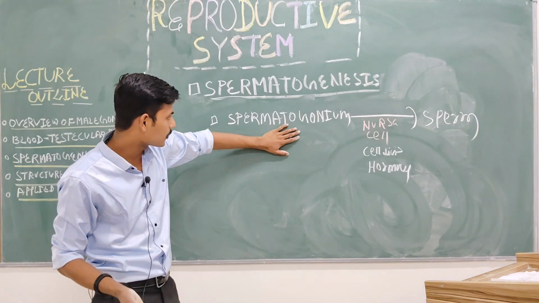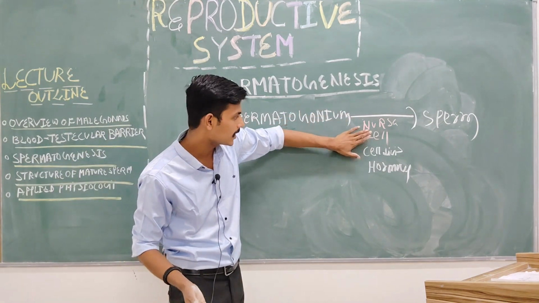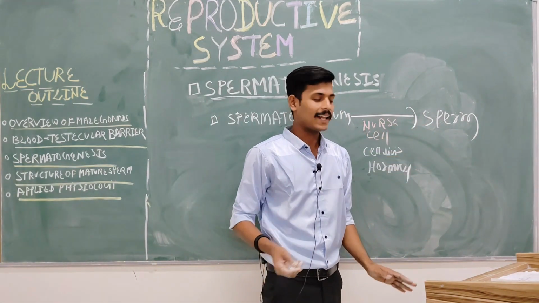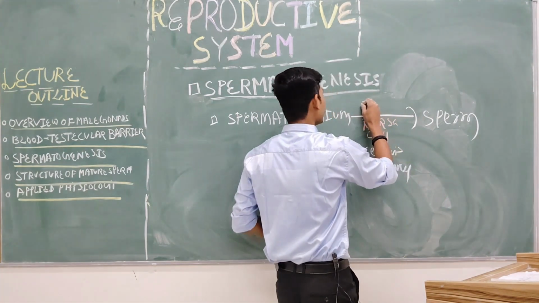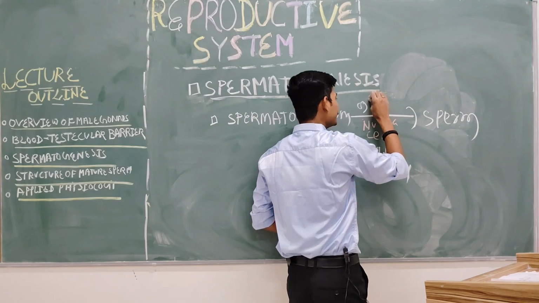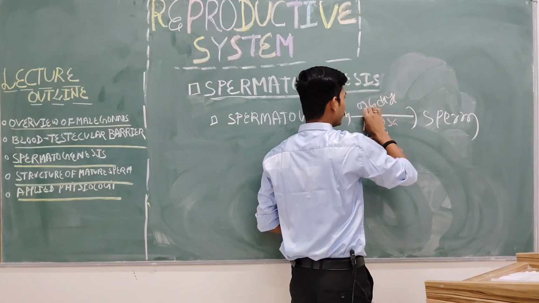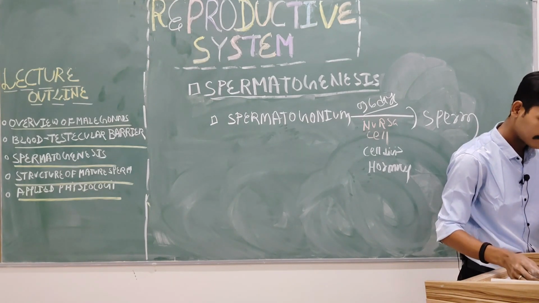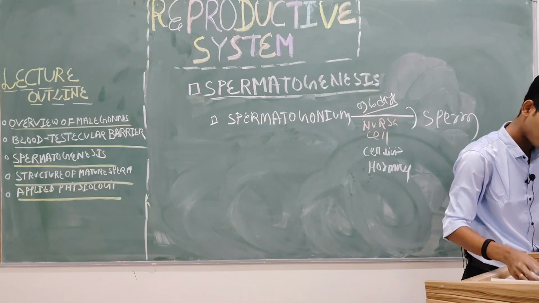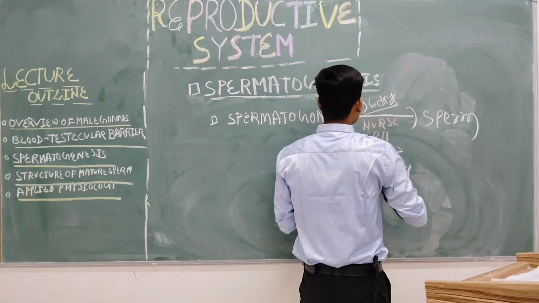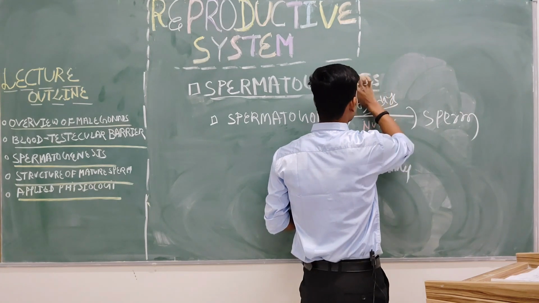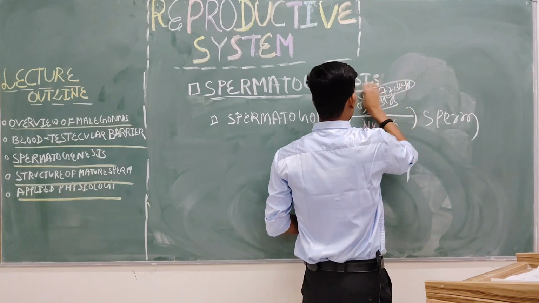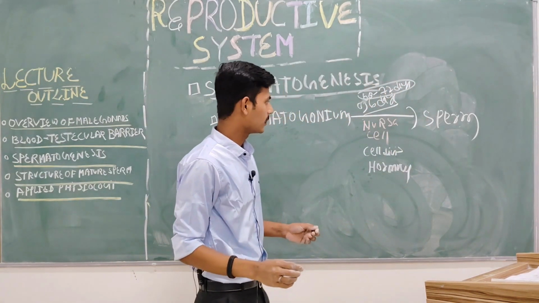Now, from this spermatogonium, by sequential cell division, under the effect of the hormones, these change into the sperm. And this process happens in 96 days. Are you following? On an average we can say 60 to 72 days, but approximately it is 96 days.